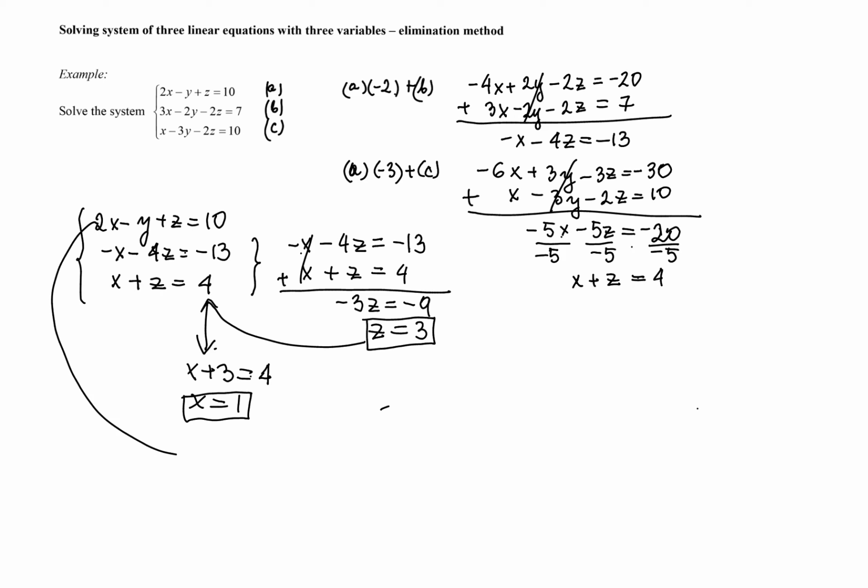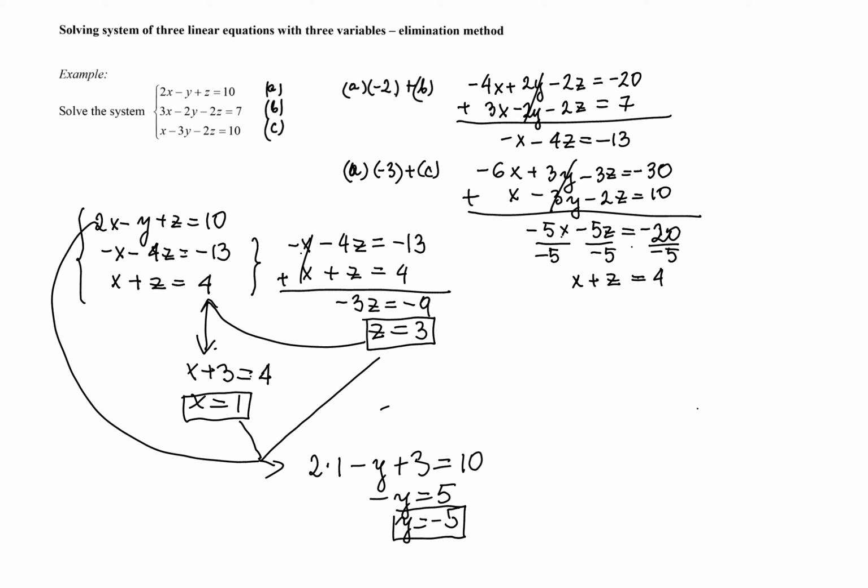Now we'll take the first equation that has all 3 variables and solve that equation for y. So we'll have 2 times x, which is 1, minus y, plus z, which is 3, and this is supposed to be 10. So we'll have negative y is equal to 5, or y equals negative 5.